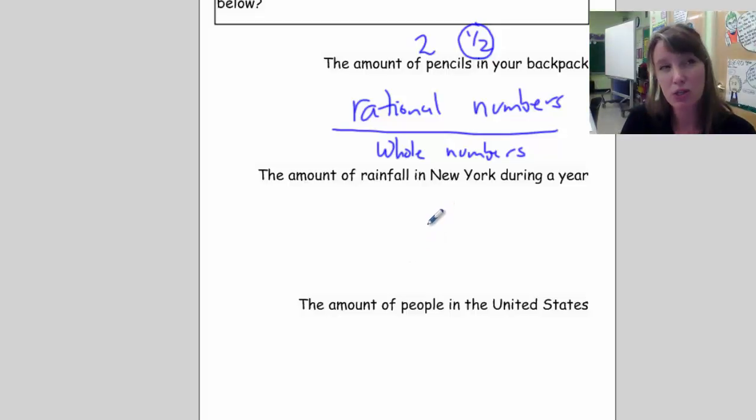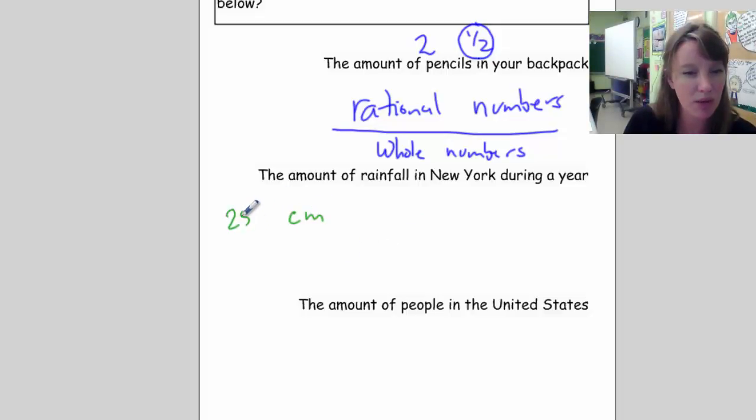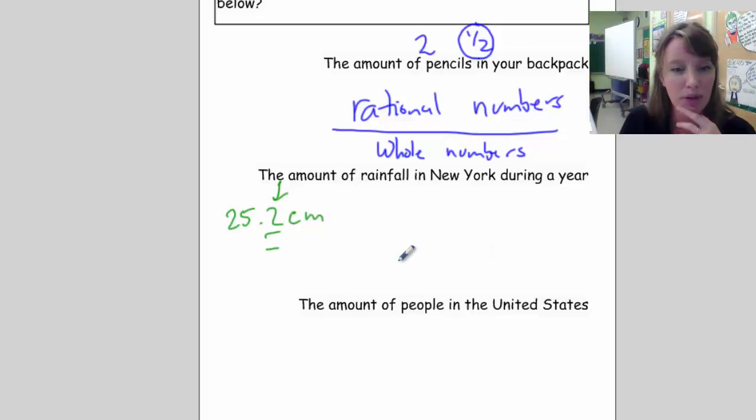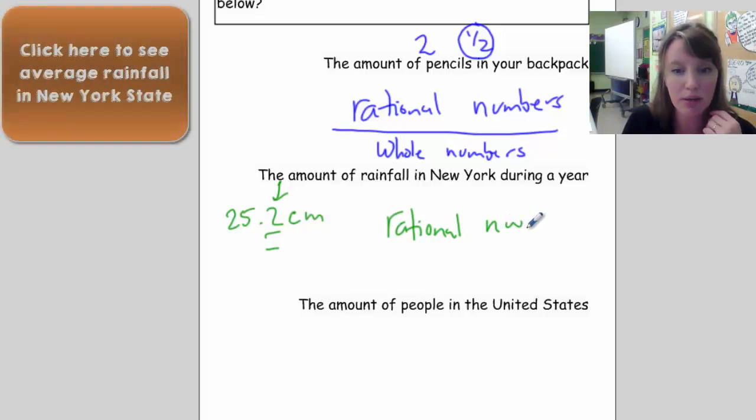Okay, the amount of rainfall in New York during a year. Well, let's think about how we would describe that. We might use a unit like centimeters, and we might say something like 25.2. It is very unlikely that if we were to describe rainfall, there would never be a part to the centimeters. It's usually like 25.2 or 30.7. It usually has a decimal part to it. So again, we're going to use rational numbers because whole numbers just won't cut it.